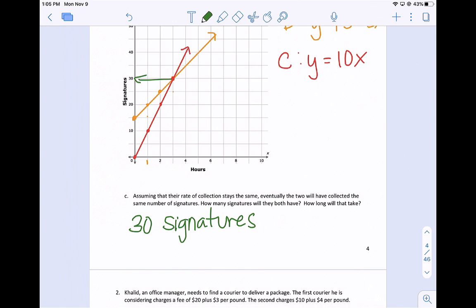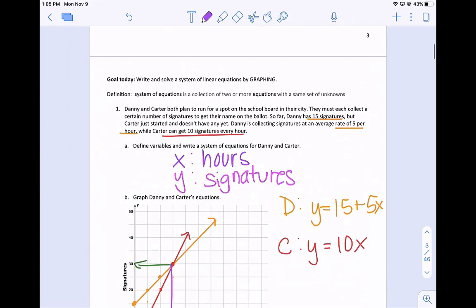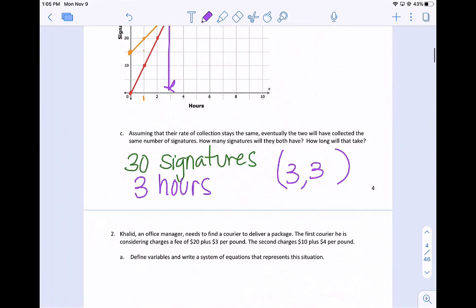How long will that take? So that's time. Time is the independent variable on the x-axis, and we can see that's 3 hours. Another way to write that, since I defined x is hours and y is signatures, I can write it as a coordinate and say (3, 30), where x comes first, 3 hours, and 30 signatures comes second.